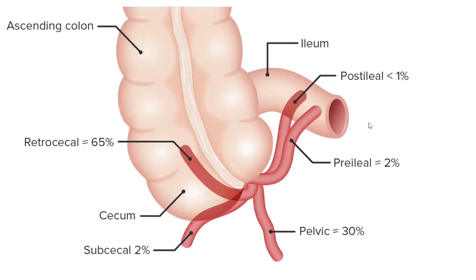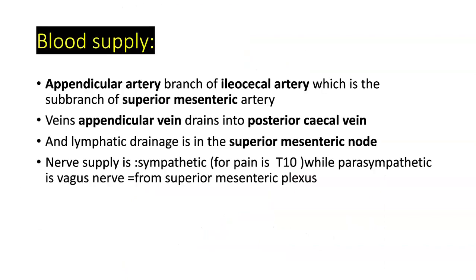The postileal is less than 1%. Preileal is 2%. Pelvic is 30%. Subcecal is 2%. Paracecal and retrocecal is 65%, which is the most common position of the appendix.